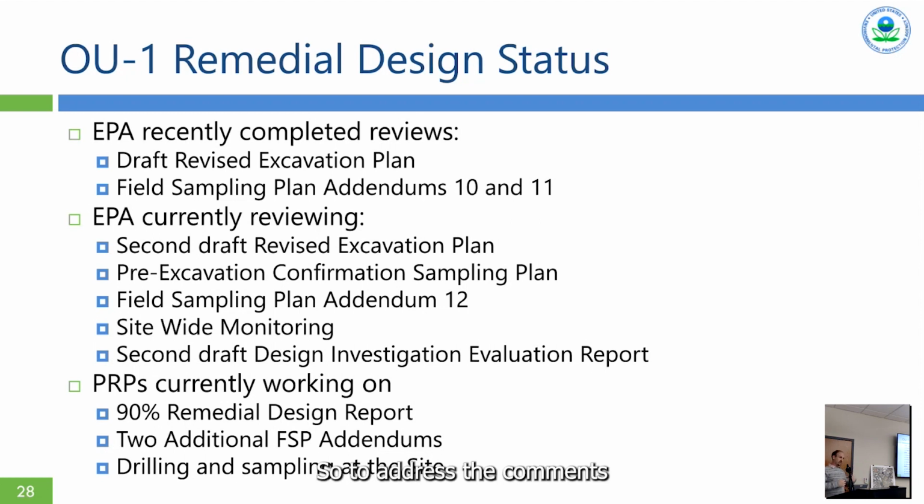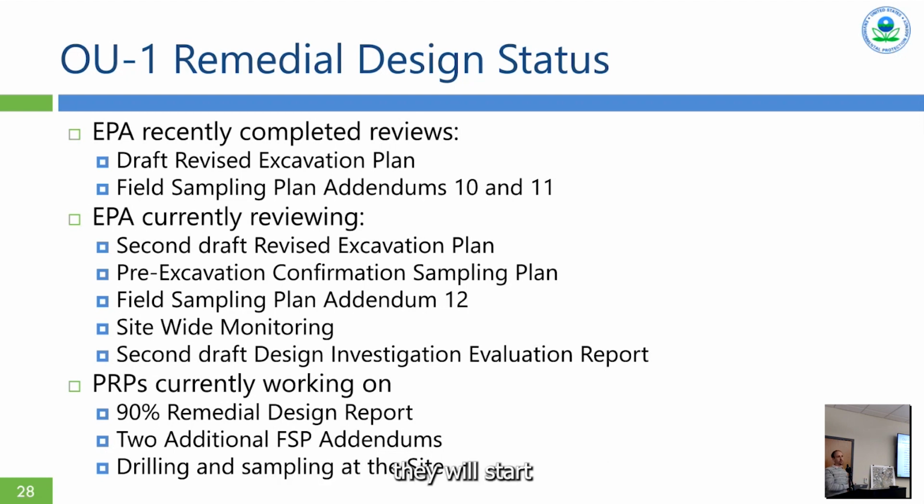So to address the comments that we gave them, the PRPs proposed basically to disconnect that excavation piece from the rest of the larger excavation, go collect some more samples to make sure we've got good characterization and can get the same level of optimized excavation in that corner of the CDL that we have everywhere else. So it's on a slightly different path now. As soon as I approve FSP Addendum 12, that's another thing I'm hoping to get out before Christmas.